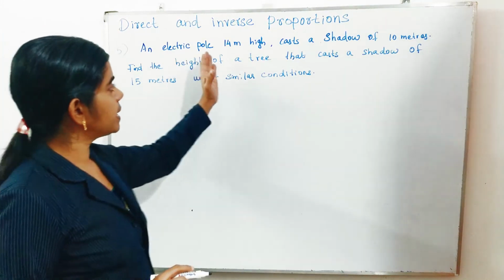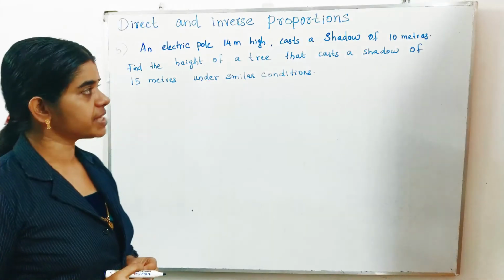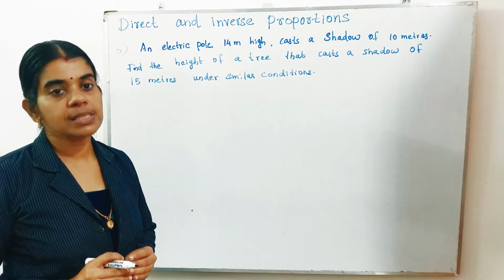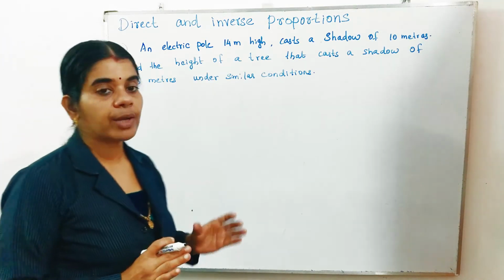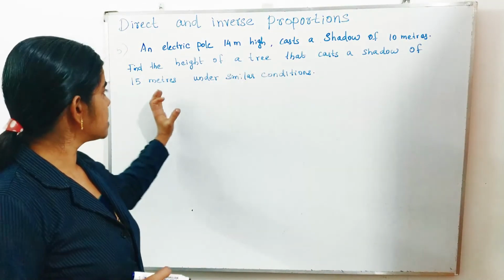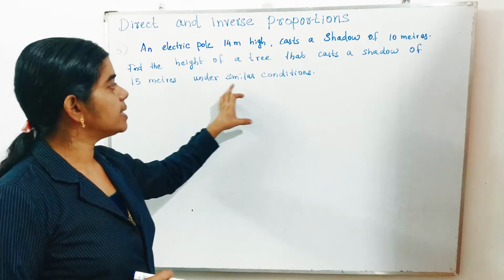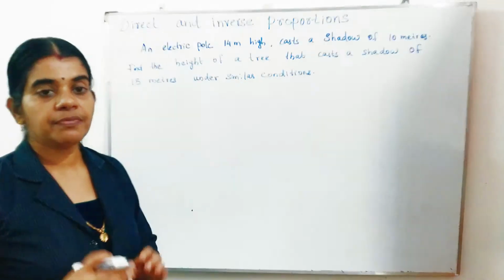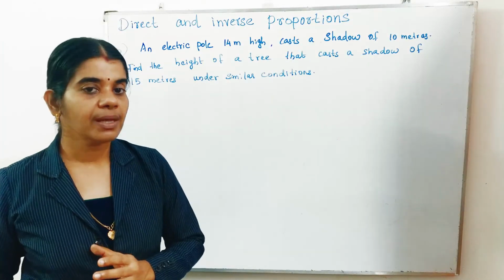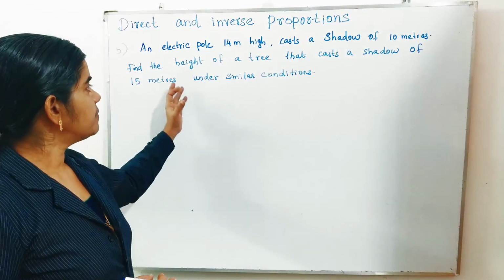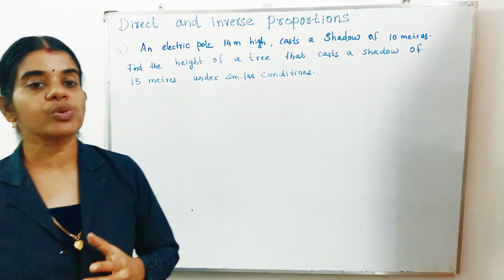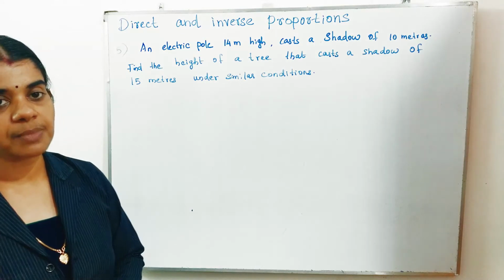Next question. An electric pole 14 meters high casts a shadow of 10 meters. An electric pole is there. Its height is 14 meters. It makes a shadow of 10 meters. Then find the height of a tree that casts a shadow of 15 meters under similar conditions. Here, if the height of the object increases, its shadow also will increase. If the height of an object decreases, the shadow also will be small. So this is in direct proportion.